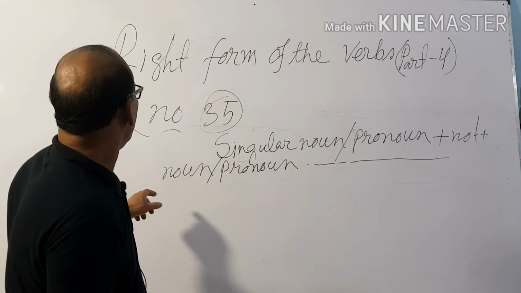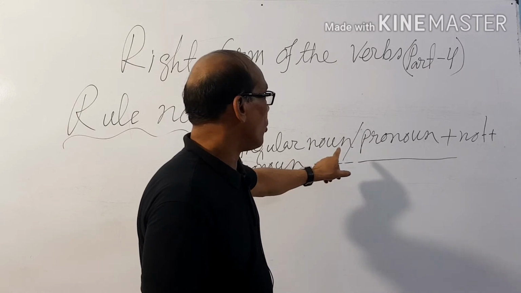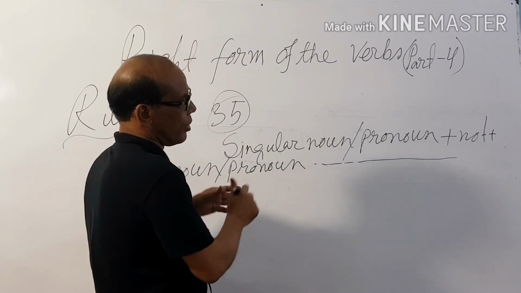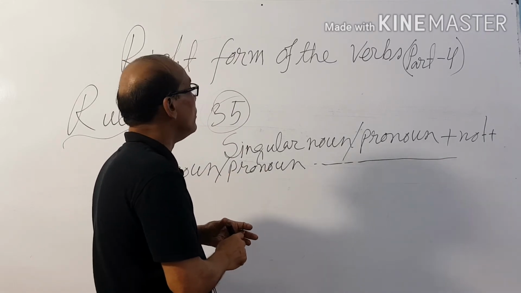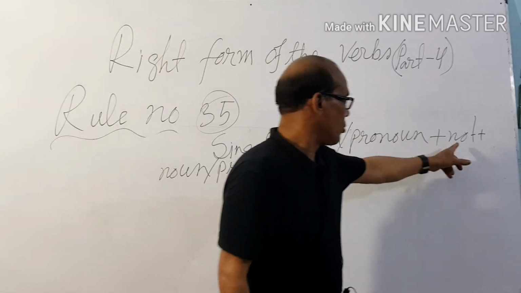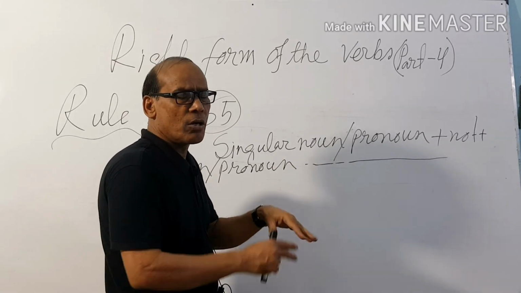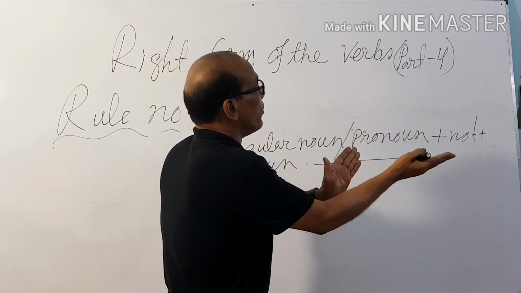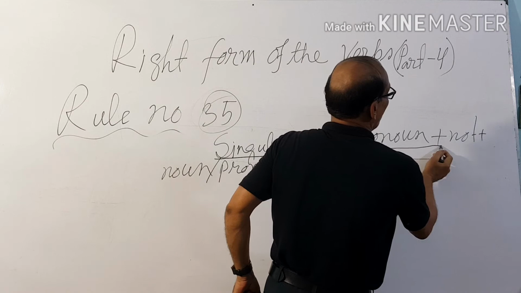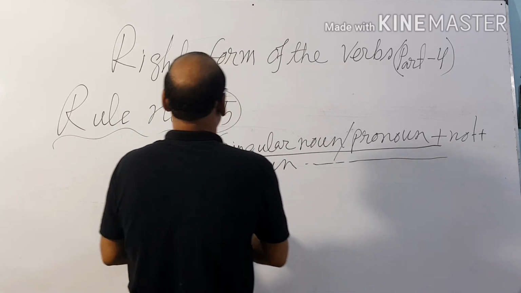Dear learners, here you see rule number 35. Here the construction of the subject is singular noun or pronoun plus not plus noun or pronoun. If we find such a construction in the subject, we'll have to use the verb according to the noun or pronoun used before not. After not, there may be singular or plural, noun or pronoun, whatever they may be, but we'll have to use the verb according to the noun or pronoun used before not.